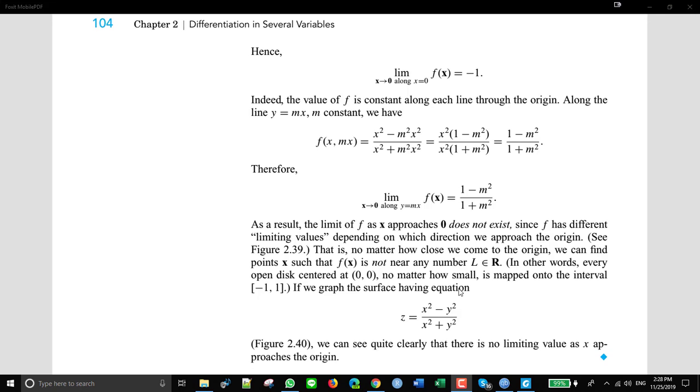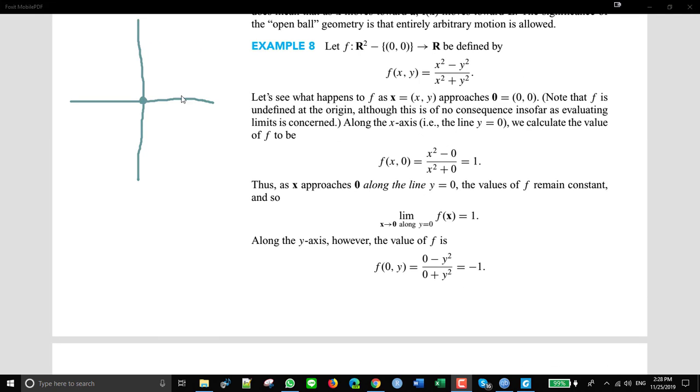That is, no matter how close we come to the origin, we can find points x such that f of x is not near any number L. Remember, we're looking for a single number L, and there's not going to be a single number; there's an infinite number of numbers it could be. So we're never going to be able to say that if we get really close to the origin and draw a circle around it, every point in that circle is going to be close to some given L. No, because there are many, many different values it's going to be close to, no matter how small this ball.